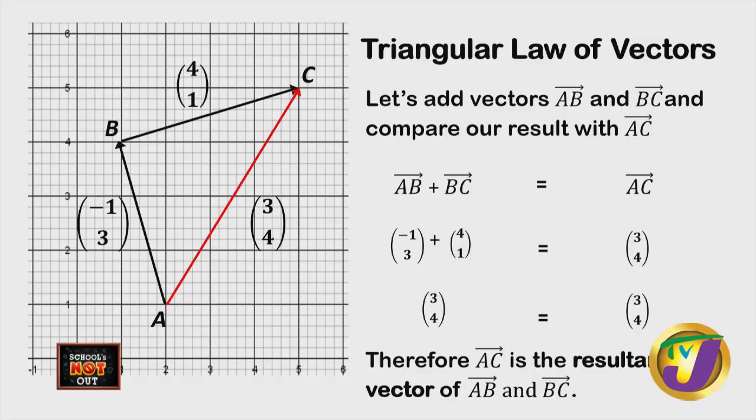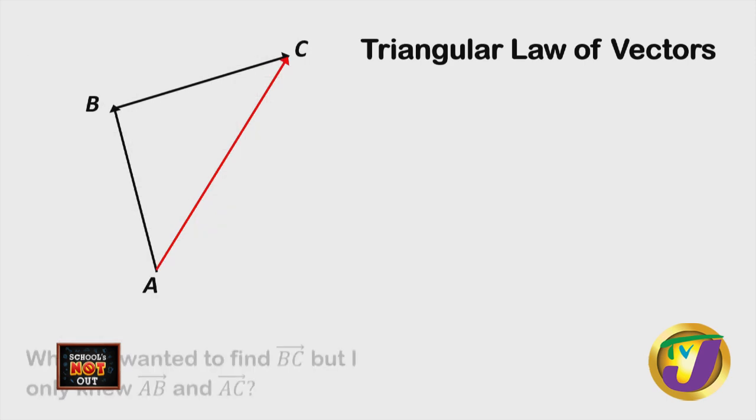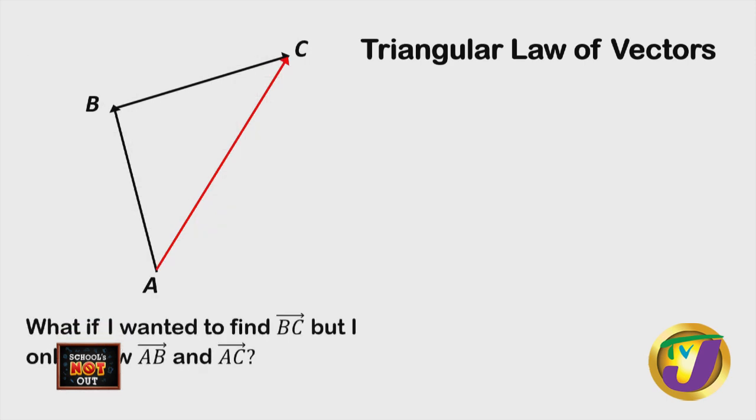There you go. There it is, the resultant vector of AB and BC. Confirmation. We're bright. You're bright too. Yes, of course, we are brilliant students in this class.